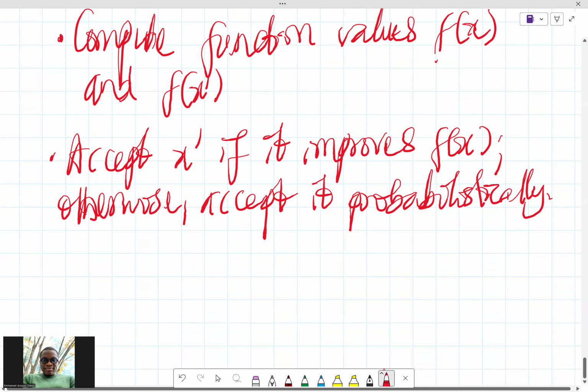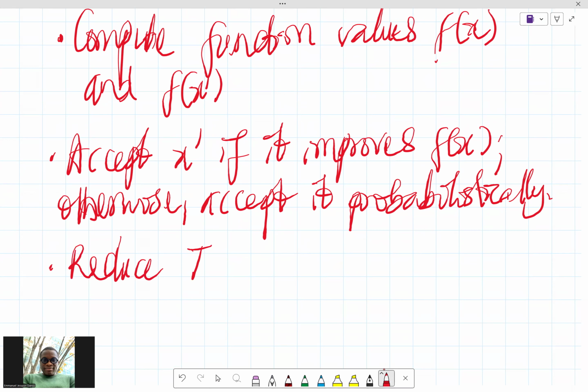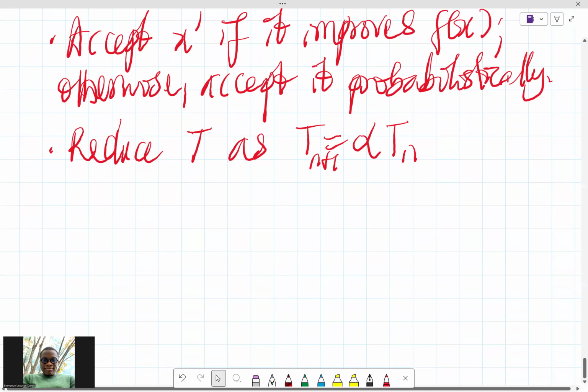And finally, we reduce. So reduce T as T equals alpha T, meaning that T(n+1) is equal to alpha T(n), if you like. So it means that the temperature will be reduced by the factor 0.9. Since we started with 1, the next temperature would be 0.9 for sure.